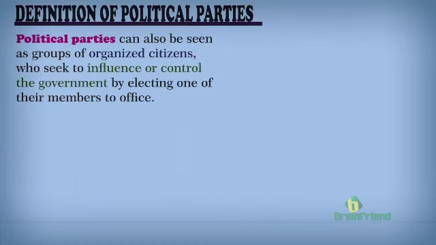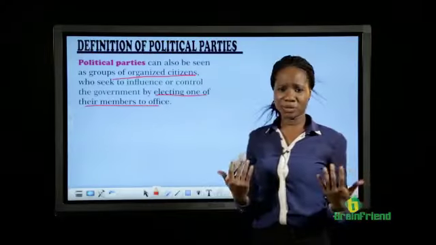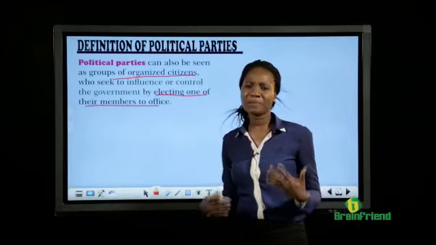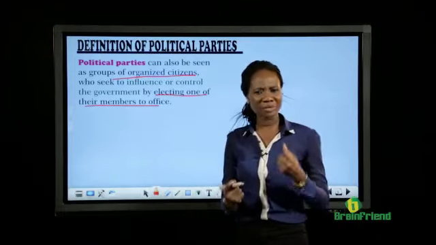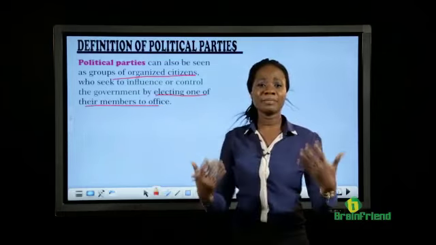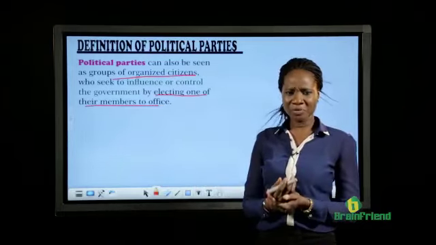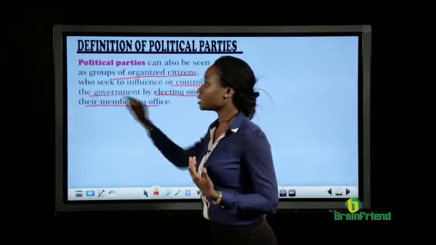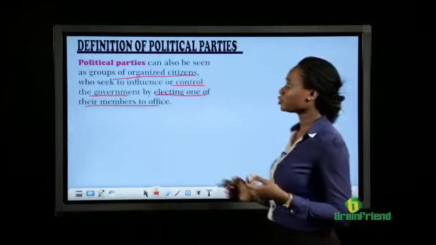A political party can also be defined as an organized group of citizens that seeks to influence or control the government of a country by electing one of their members to office. Like we saw in the 2015-2016 elections, different political parties struggled, did campaigns, rallies, and the rest to ensure that their member emerged as the winner, which will take them to the place of controlling the government of that state or country.